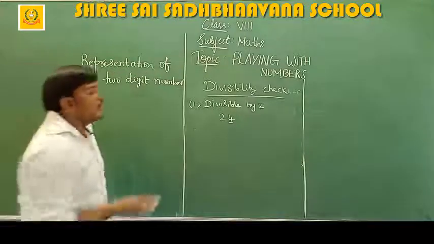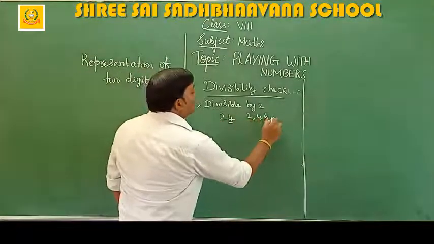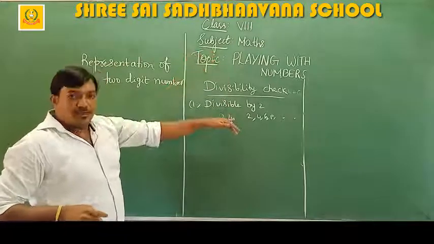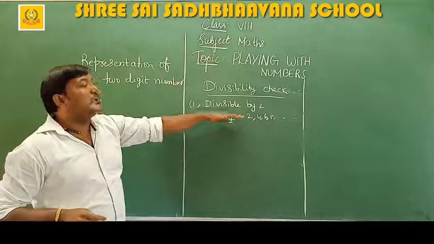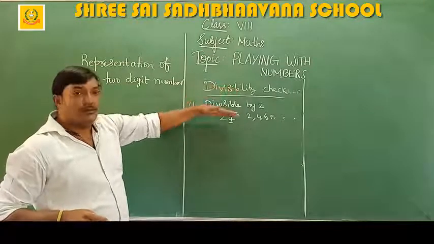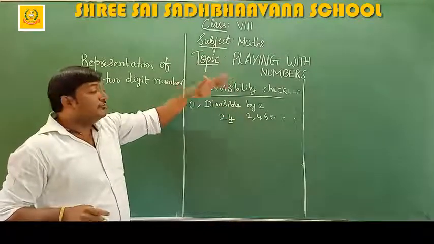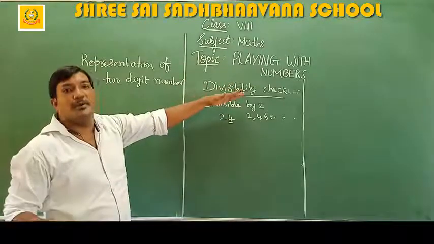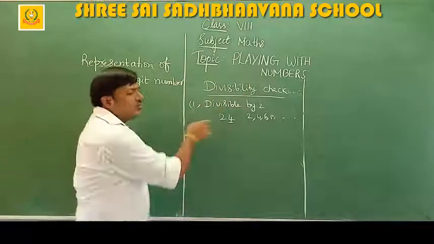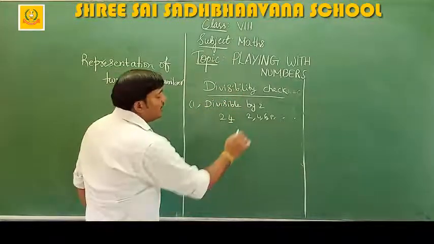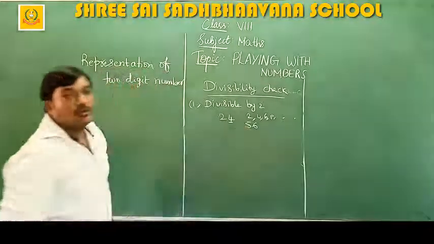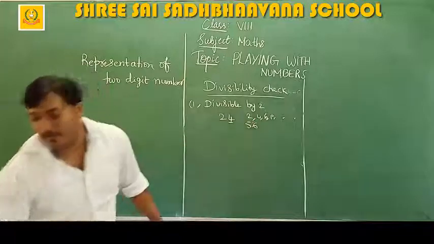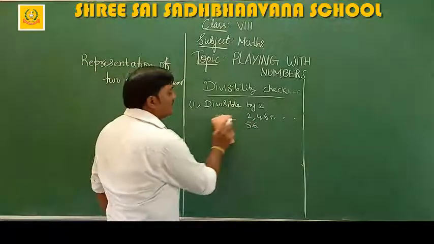What are even numbers? We have even numbers 2, 4, 6, 8 and so on, right? So if the digit in the units place is an even number, we can say that the number is divisible by 2. If it is not an even number, we can say with 100% certainty that it is not divisible by 2, because it should be an even number. You can take any example. If a number is divisible by 2, the digit in the units place should be an even number. Okay, I hope you understand this.